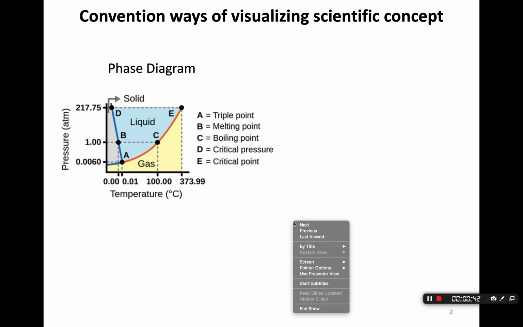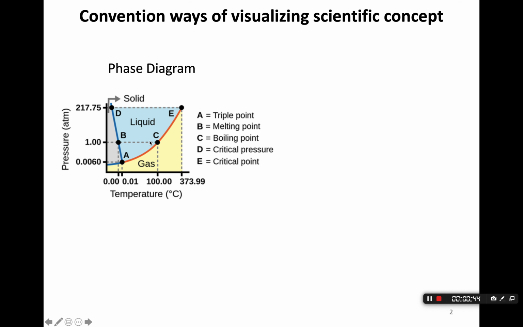One good example of it is the phase diagram. So this is an example of a water phase diagram where we plot the phase stability of water as a function of the temperature and pressure. With this kind of phase diagram, we can learn a lot of the basic concepts of thermodynamics, right? We can learn what is the stable phase of water under different states.